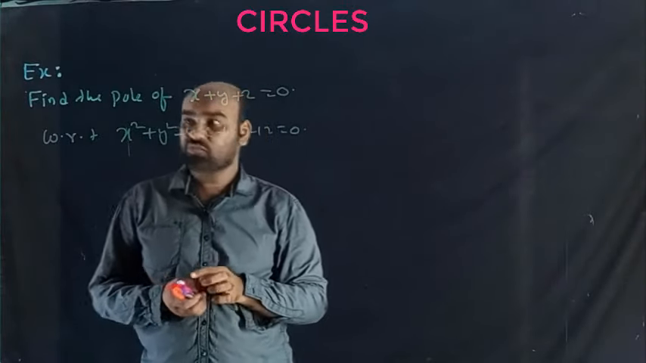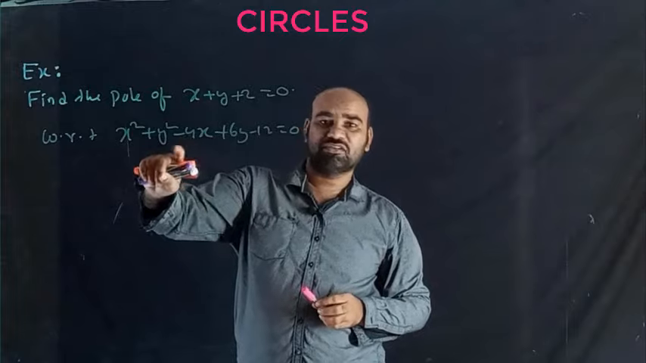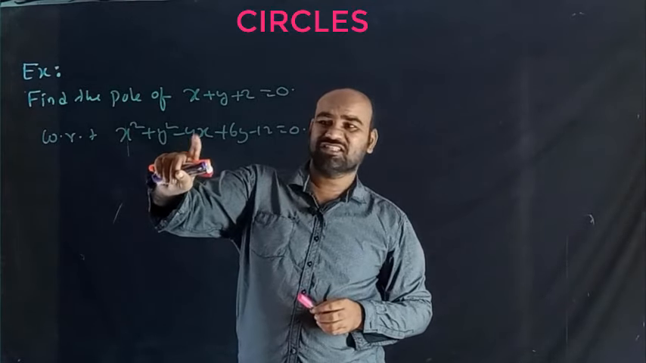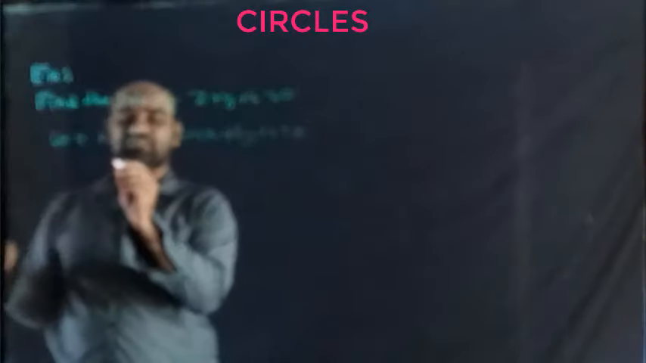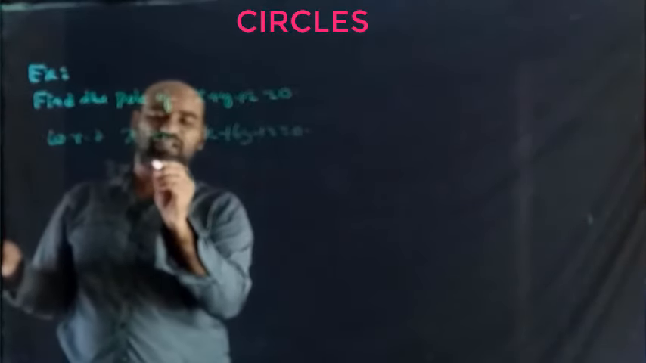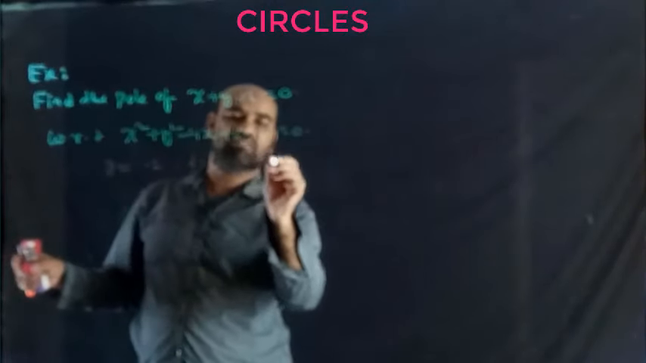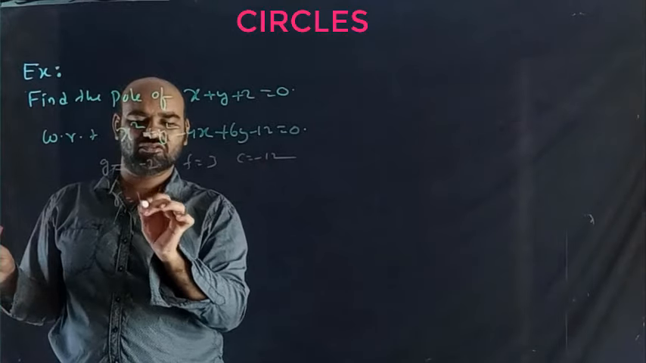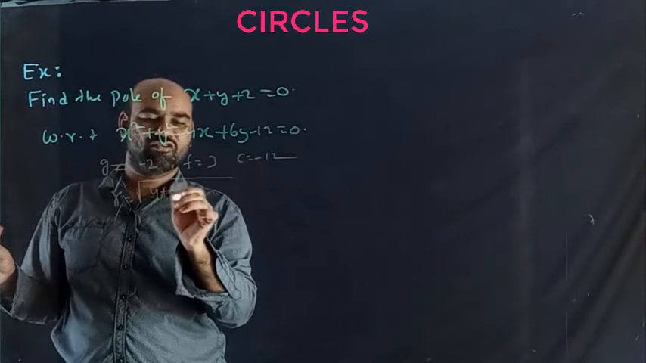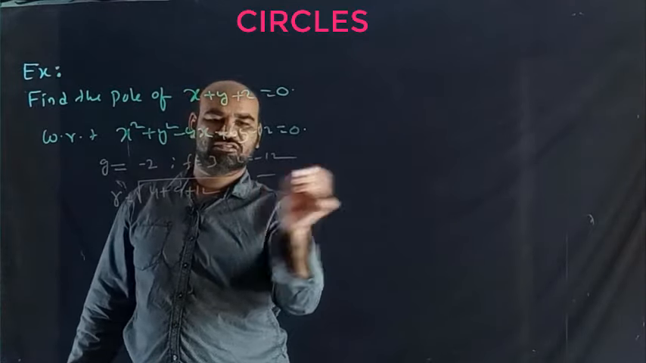Okay students, here one example problem is given. Find the pole of x plus y plus 2 equal to 0 with respect to this circle. This is not a basic circle, it is a general circle. So you want to use the second result. First of all I want to find g. g equal to minus 2, f equal to 3, c is equal to minus 12. I want the radius: root over g square, 4 plus 9 plus 12, that is 25, so r is 5.